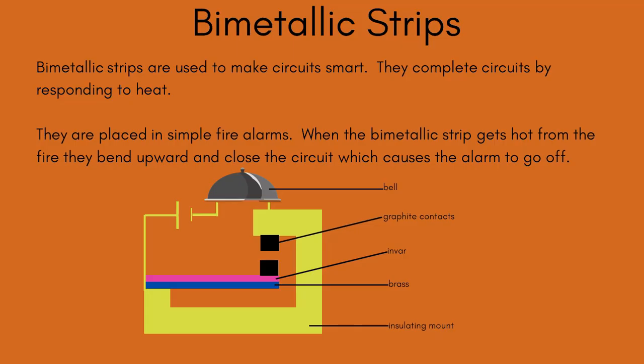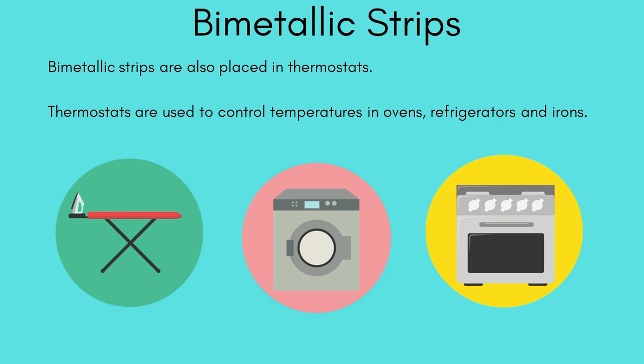Bimetallic strips are used to make circuits smart. They complete circuits by responding to heat. They are placed in simple fire alarms. When the bimetallic strip gets hot from the fire, it bends upwards and closes the circuit, which causes the alarm to go off. They bend upwards because brass expands more than invar when it is heated. Bimetallic strips are also placed in thermostats. Thermostats are used to control temperatures in ovens, refrigerators, and irons.